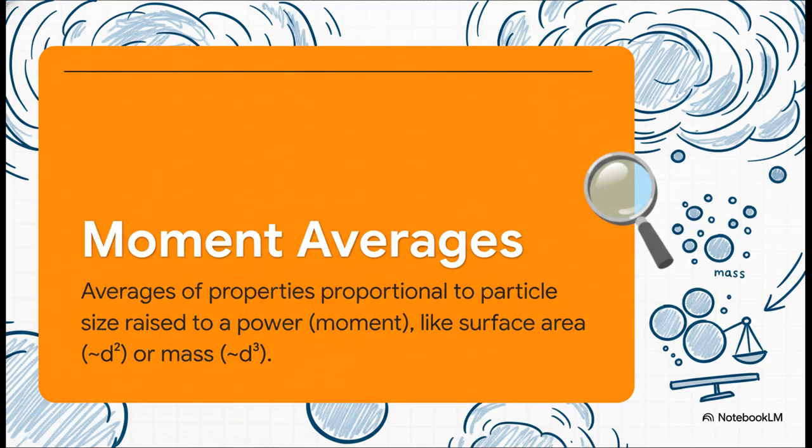Basically, a moment in statistics is just a way to describe the shape of a distribution. But for us, it's a powerful way to connect the number of particles to physical things we actually care about, like their total surface area or their total mass. Since those things scale with diameter squared or cubed, averaging them gives us these really useful descriptions.